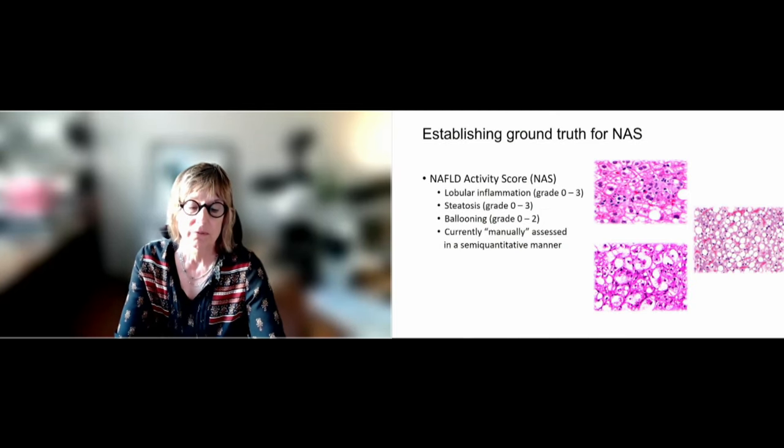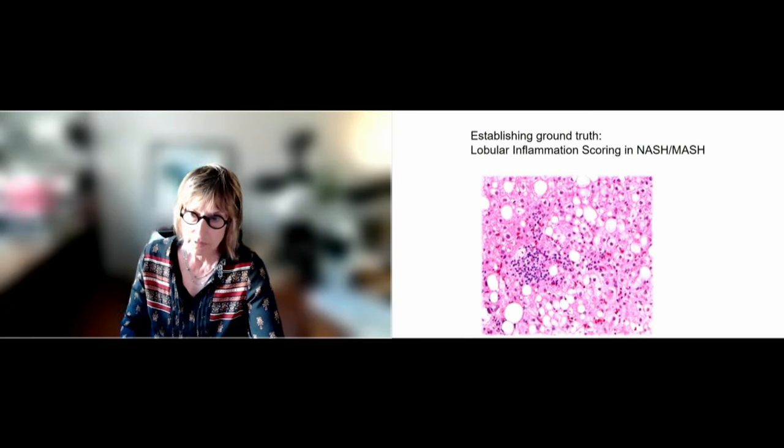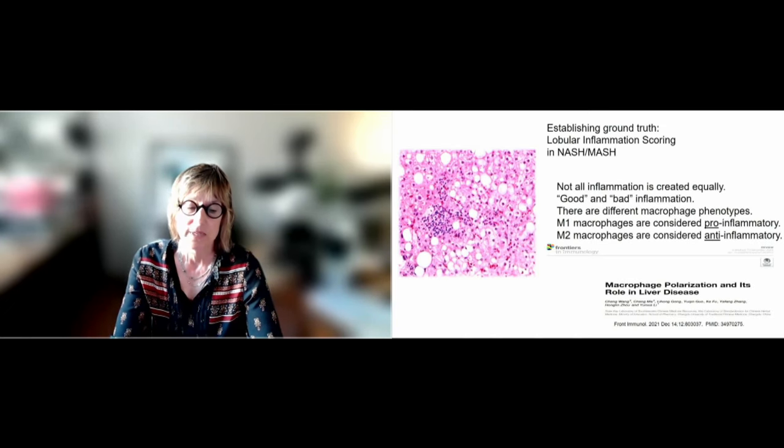So for establishing ground truth for NAS, as a reminder, the NAS is composed of lobular inflammation, steatosis, and ballooning. This image shows lobular inflammation. To the human eye, there is likely subjectivity as to how to precisely count the number of foci. Using a machine to support mundane tasks, such as counting foci, could be a huge advantage. Furthermore, using computer assistance to drill down to the cellular level to identify, segregate, and quantify individual cell types could also be advantageous.